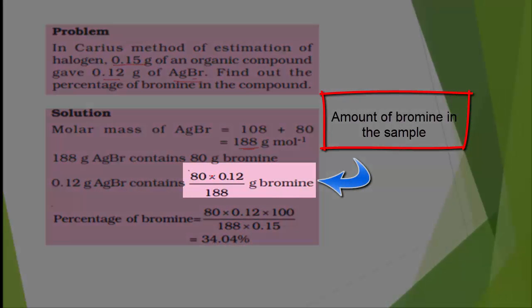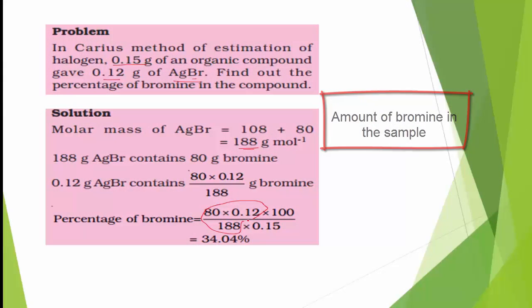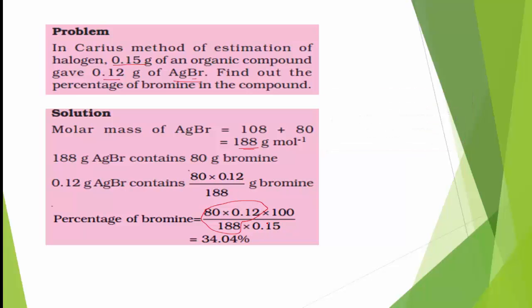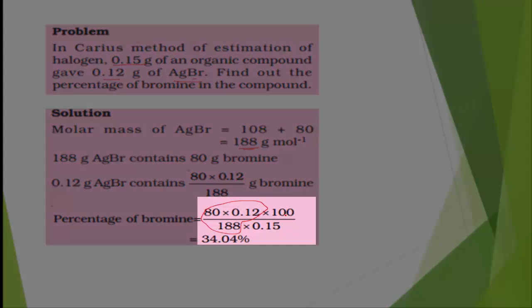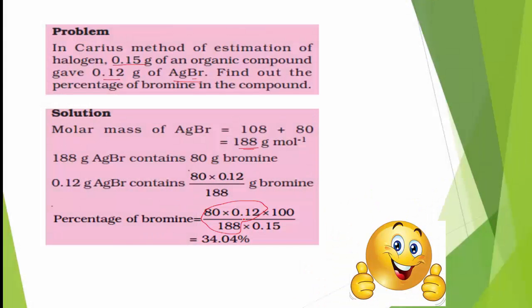Now we have to find out the percentage composition. So we divide this amount by the weight of the sample and multiply by 100. Finally we get the answer 34.04%. This was quite easy. Let's see the next problem.